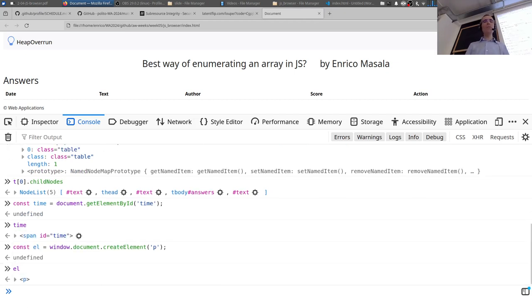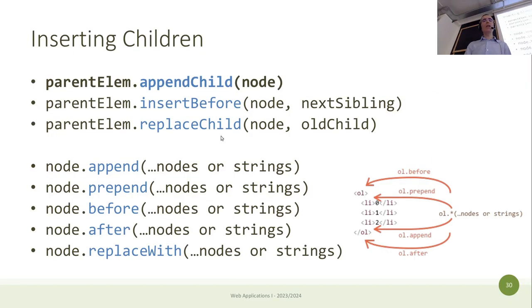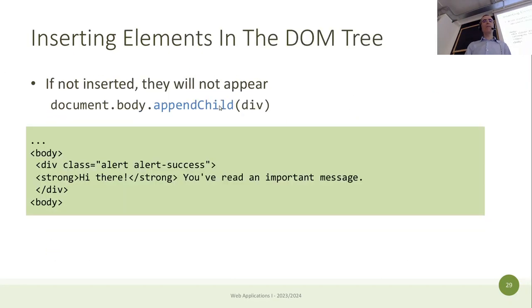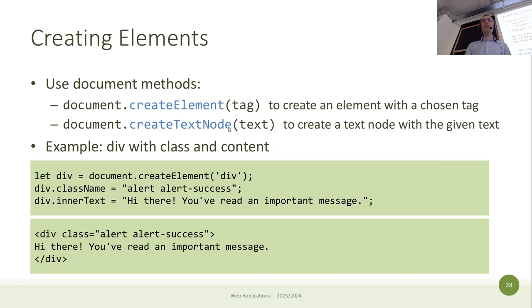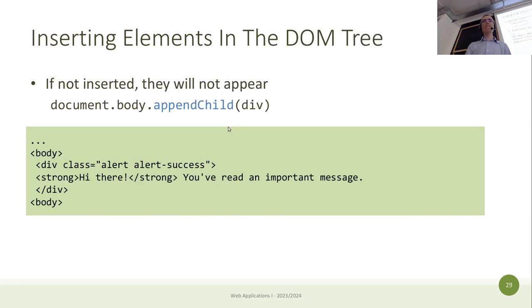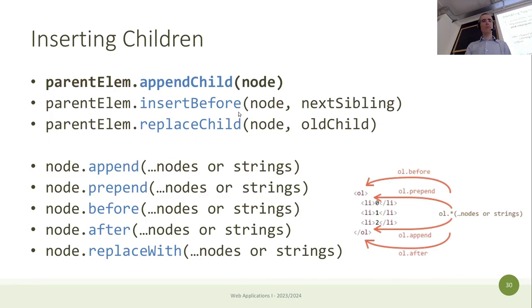L actually is a P, paragraph, okay? But you see, nothing is happening now. It's just a P, it's not in the tree, it's just in the memory of the browser. Let's create a text node, okay? Should work.